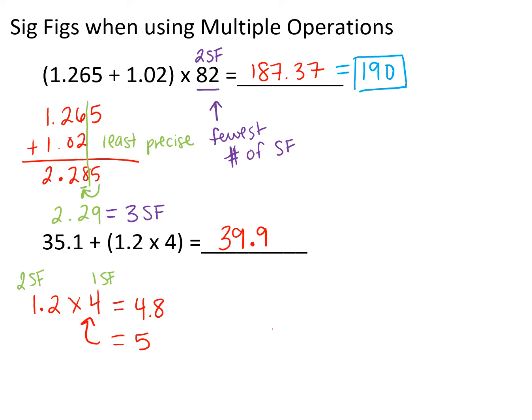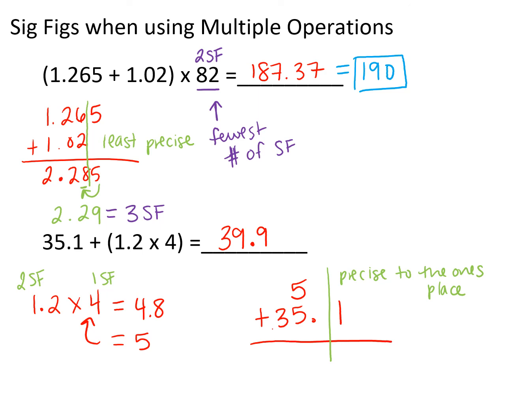Well, then if I was to take this 5, which has no decimal places, and I added it to 35.1, I would see that my answer has to be precise to the ones place, because the least precise number in this part of the problem is the 5. So then that means that we have to round our answer, this 39.9, to the ones place. So when we round it to the ones place, we end up getting 40.